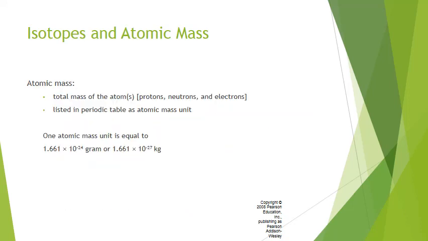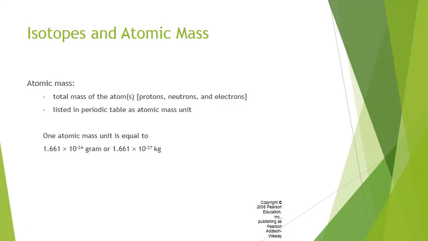And atomic mass is the total mass of the atoms, the protons, neutrons, and electrons. Electrons have such little mass that they really are not a factor in the total mass. It's really just add up the mass of the protons, add up the mass of the neutrons, and you get the atomic mass. Atomic mass is given in units of atomic mass units, which is essentially the mass of a proton.